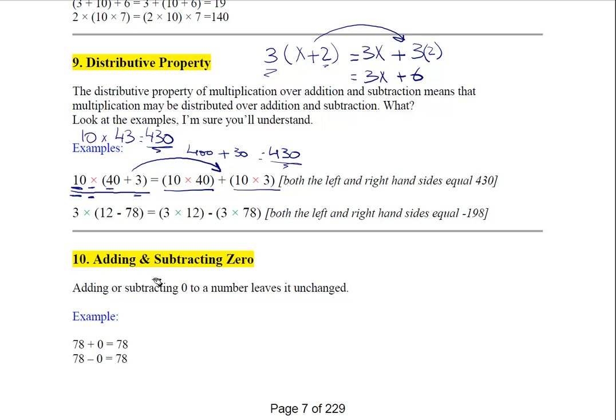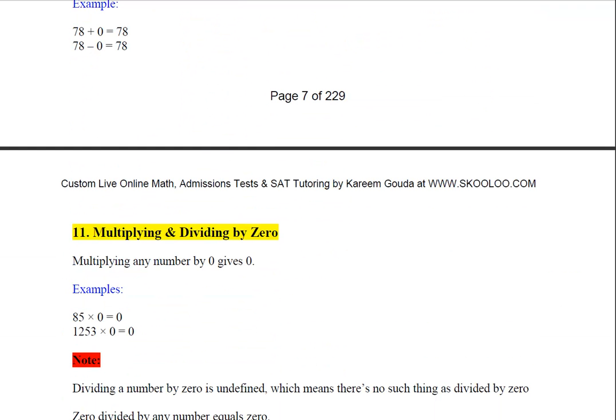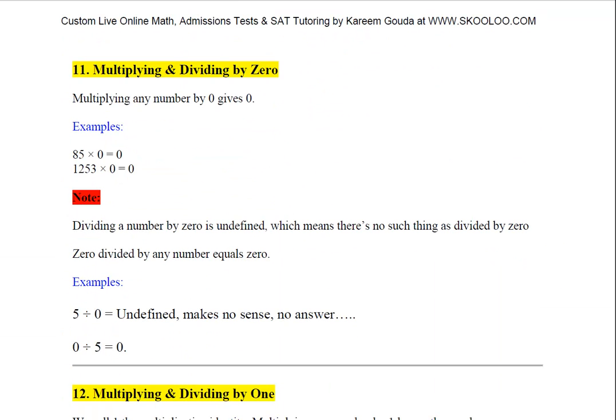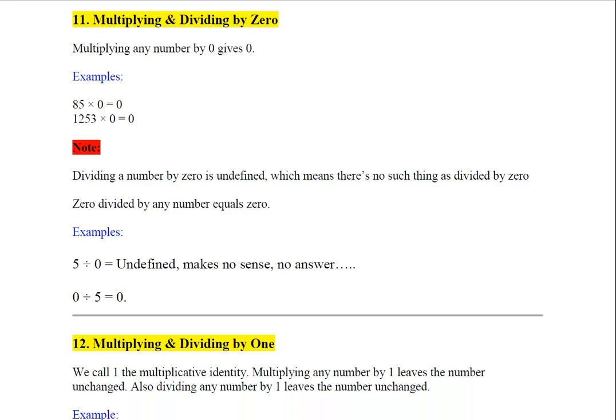Number 10, adding and subtracting a 0. Of course, if you add or subtract a 0 to any number, it leaves the number unchanged. 1 plus 0 is 1, 2 plus 0 is 2, 3 plus 0 is 3, 5 minus 0 is 5. Now, this may seem very simple. The reason we have it here is because sometimes, as part of a tricky question, you'll find somewhere in the middle that you need to add or subtract a 0, and you may not remember a fact that is very simple like this. Just make sure that you always remember that adding or subtracting a 0 doesn't change the number.